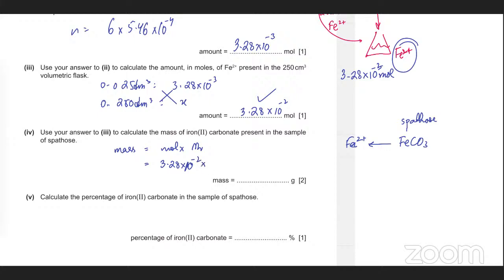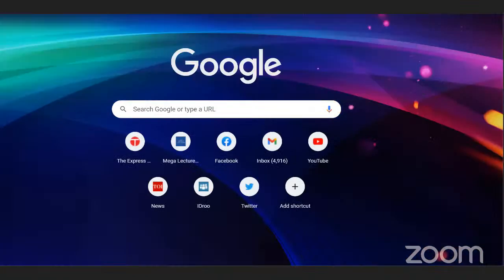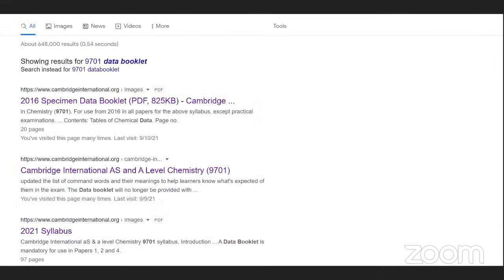And you multiply it by the Mr, which in this case is for FeCO3. Remember, be very careful. Use the proper data booklet values. So which is why we would have to open the data booklet, just a second.